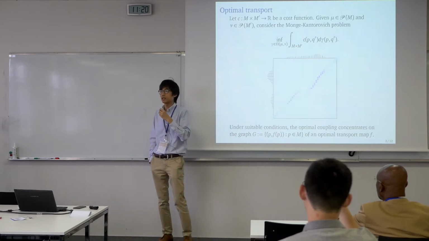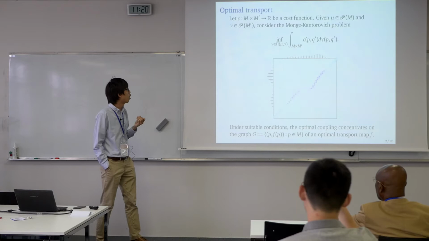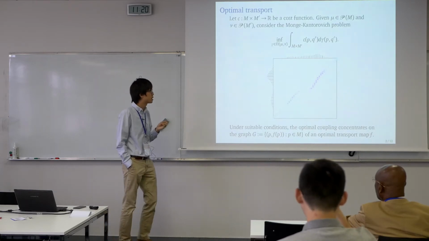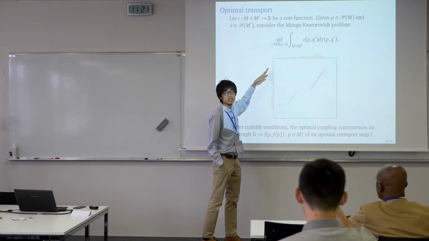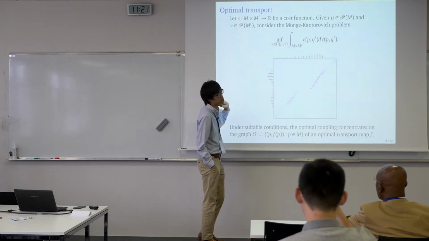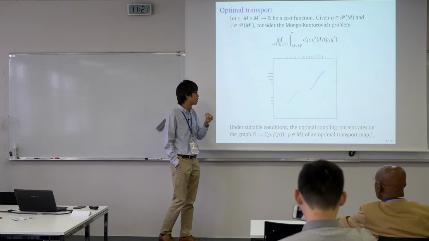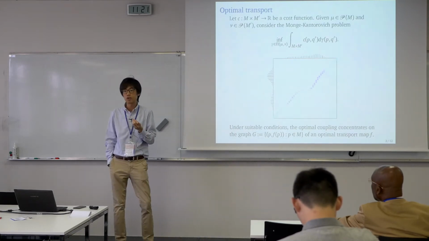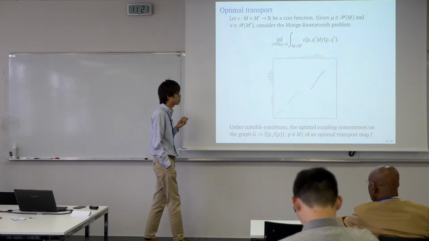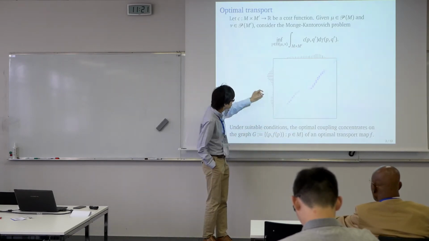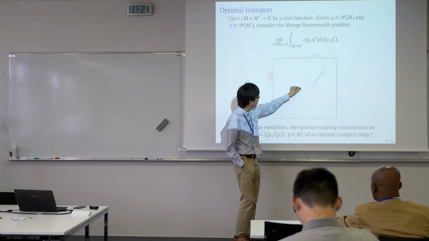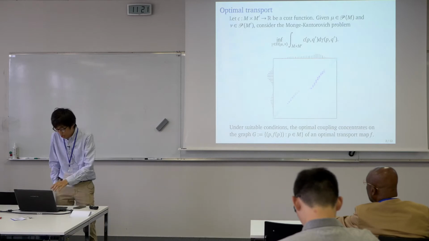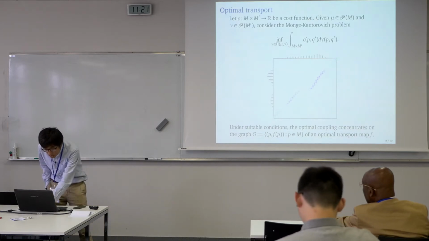But under some nice conditions on the cost function and on the measures, it can be proved that, for example, when these are continuous measures and the cost is the quadratic cost function, then the optimal coupling concentrates on the graph of some optimal transport map that I call F. So in this picture, the mass will concentrate on a graph, and we are going to study the graph.